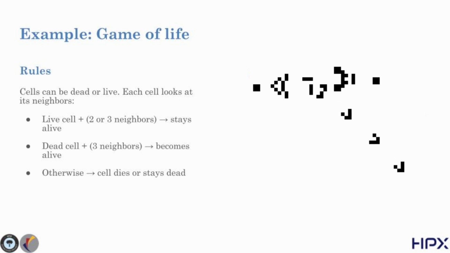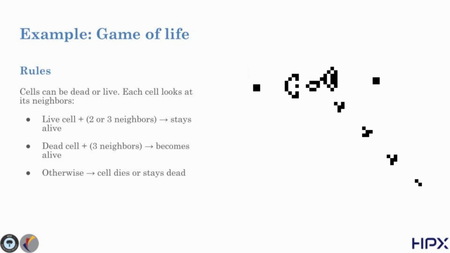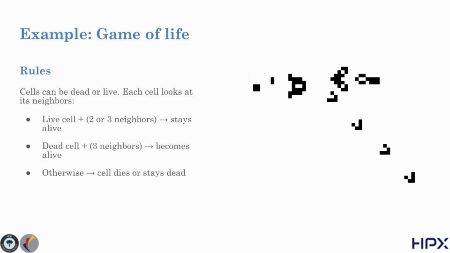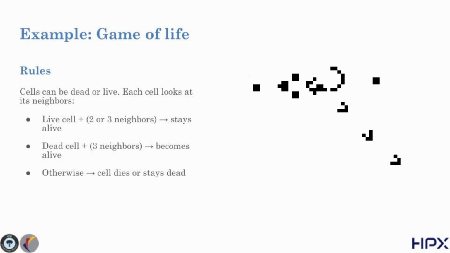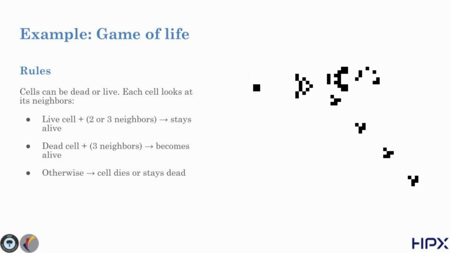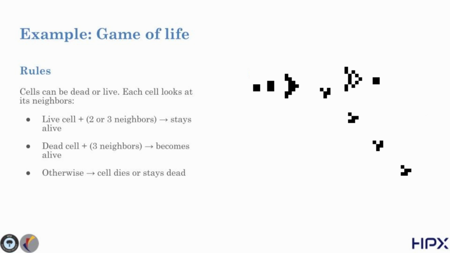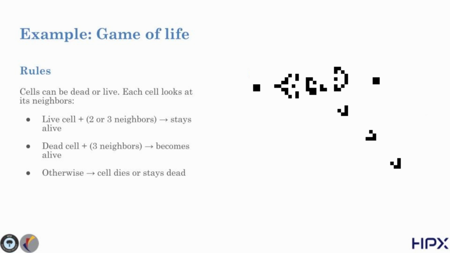The game progresses in steps or generations, and at each step, the cells follow a set of simple rules to determine whether they will stay alive, die, or come to life. So let's see the rules of the game.